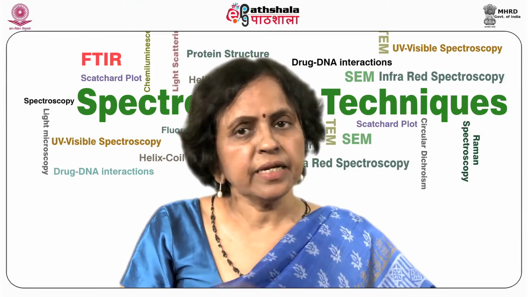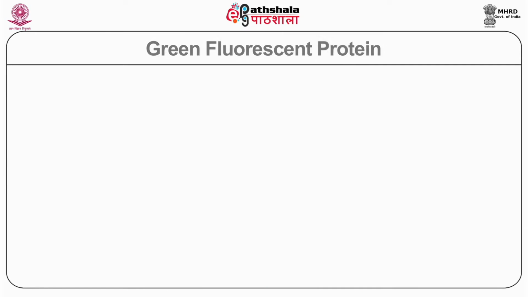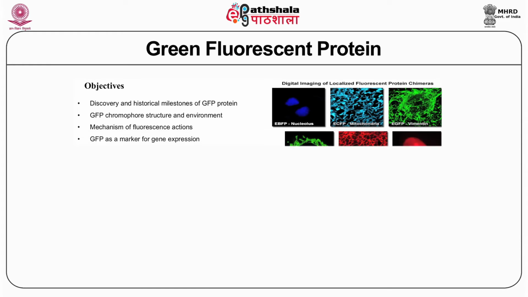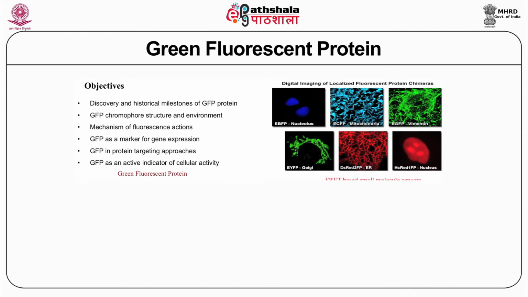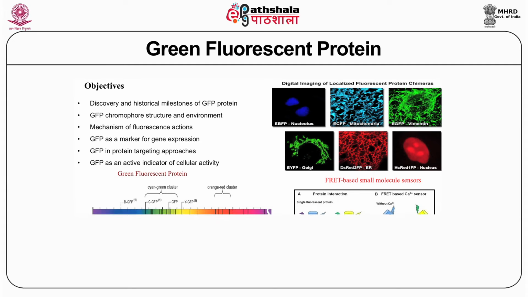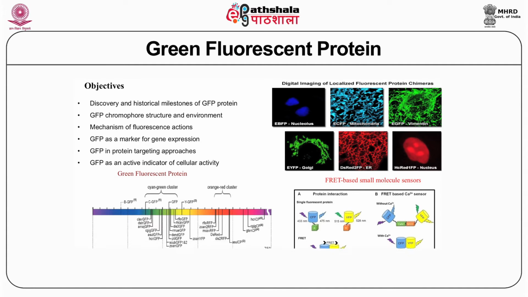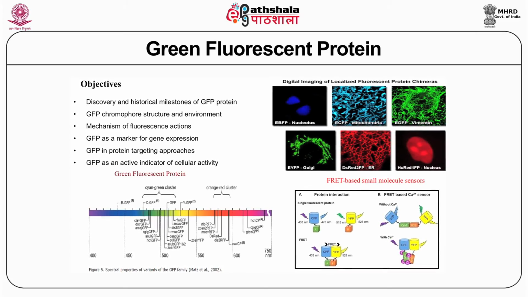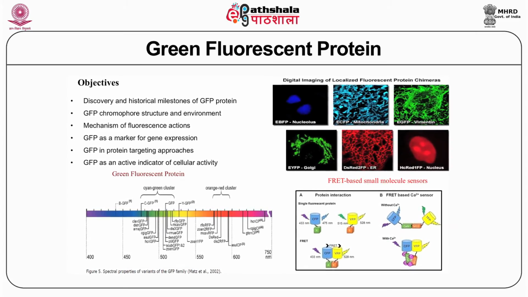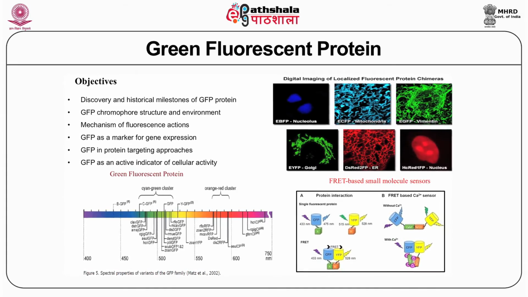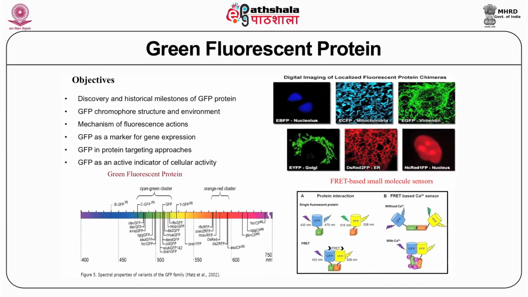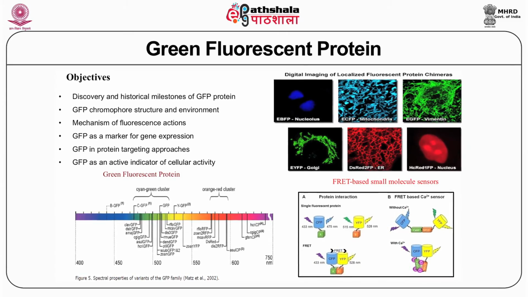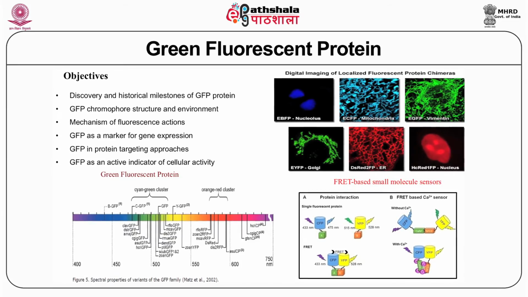Now the next thing is the green fluorescent protein, which biologists are very much fond of. This is very important because the discovery of this milestone happened because of the GFP protein, and the GFP chromophore gives a different kind of environment, and understanding the mechanism of the fluorescence action, the GFP as a marker for gene expression is the most commonly used application. GFP in protein targeting approaches, and also GFP as an active indicator of cellular activity. These will be discussed in module 20.